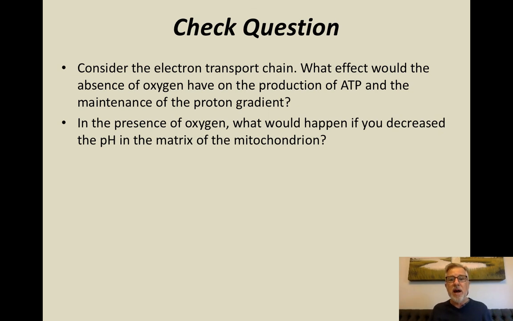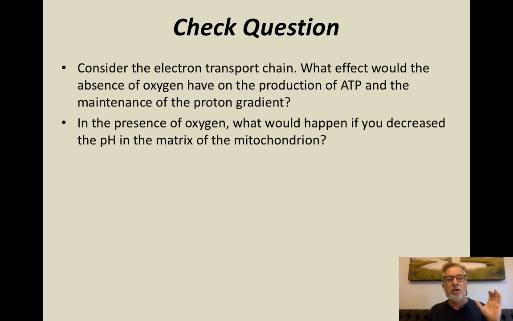In the presence of oxygen, what would happen if you decrease the pH in the matrix of the mitochondria? That's the inner space of the mitochondria. If you decrease the pH. So first you have to figure out what it means to decrease the pH. And then you have to figure out the effect of that decrease in pH on the functioning of the electron transport chain. Okay, that's it for today.